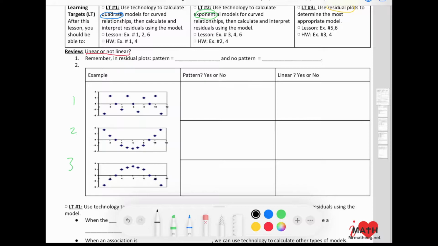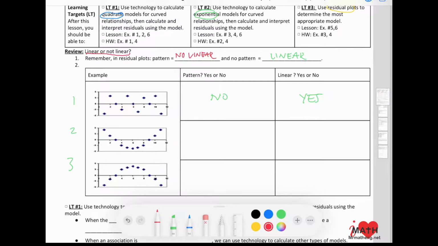Okay, remember, if you have a pattern, then don't use linear. No linear. Actually, I should do that in red, like a red light. No linear. But if there is no pattern, meaning it's scattered, then you can use linear. So example number 1 here, do you see a pattern? Yes or no? We see no pattern, and should we use a linear? Yes.